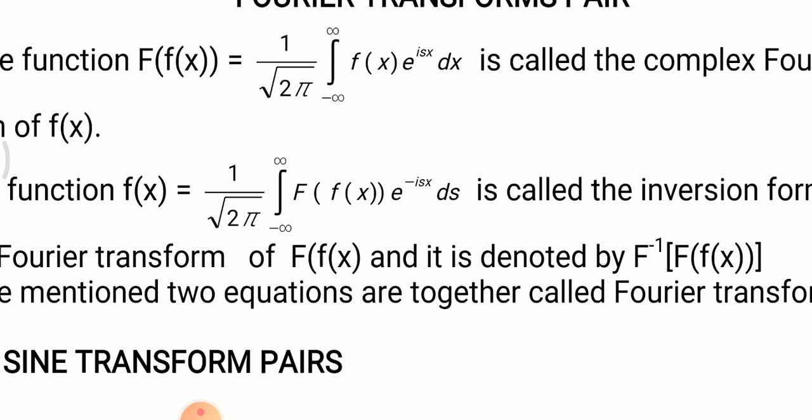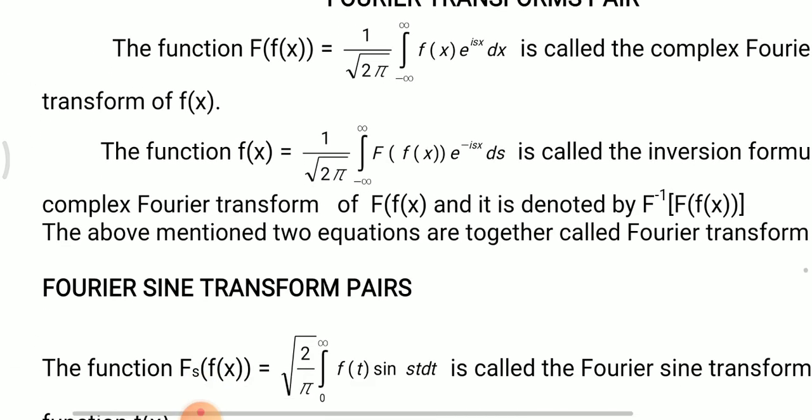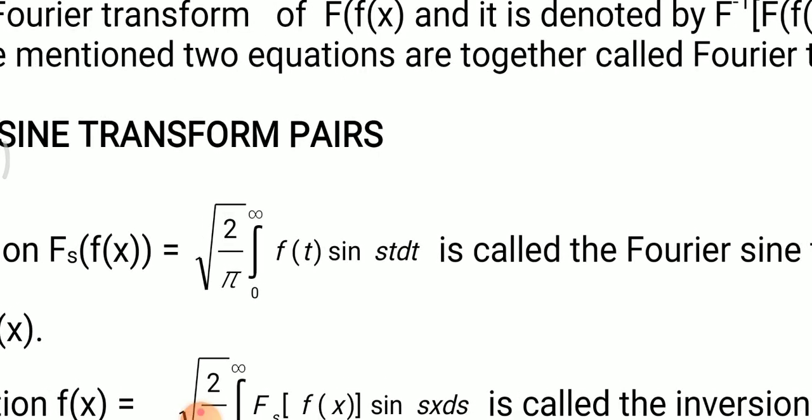So don't forget to put the minus in the exponential power, right? In the normal Fourier transform it is e to the power isx, in the inversion formula e to the power minus isx. In the normal formula x is the integral variable, here s is the integral variable, right? Similarly, we can define the sine transform and cosine transform pairs.